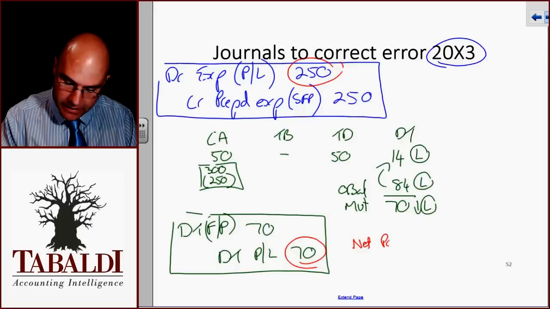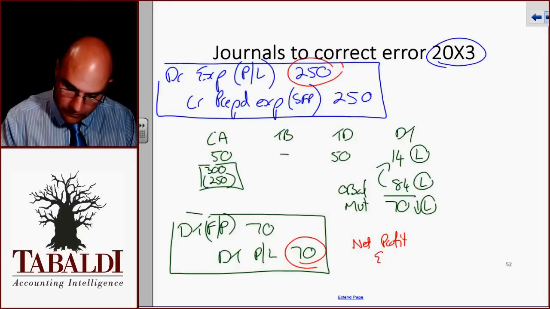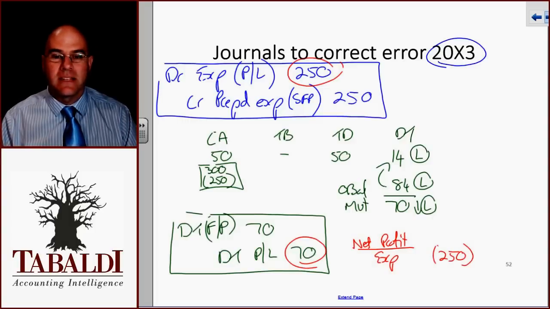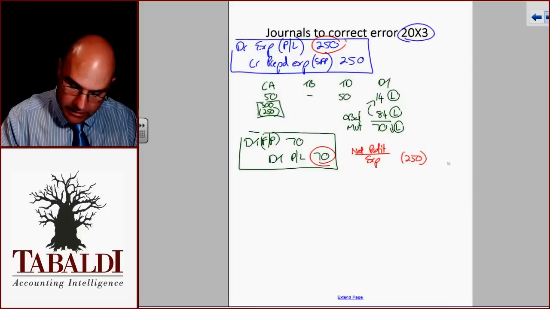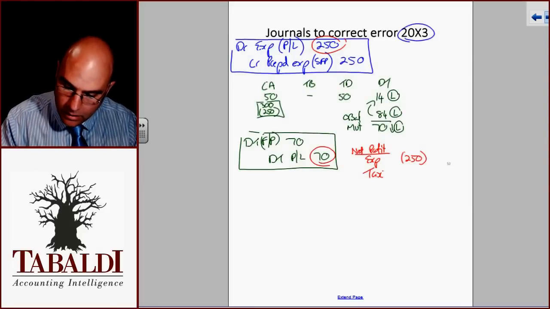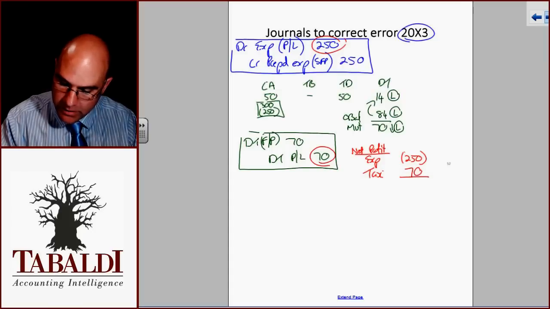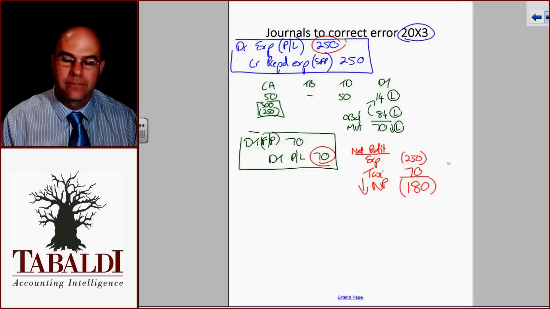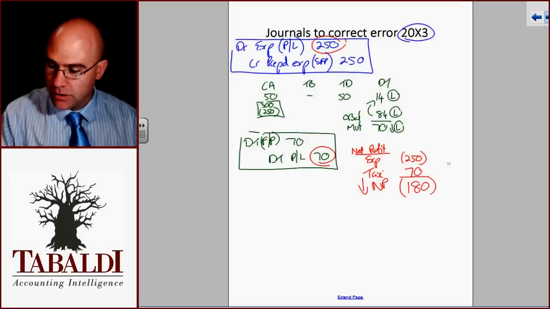So the net profit effect: we increased the expense by making it bigger, so we decreased the profit. The tax expense got smaller and therefore increases profit. The net effect is 180, being a decrease in net profit. Okay, making sense, I hope.